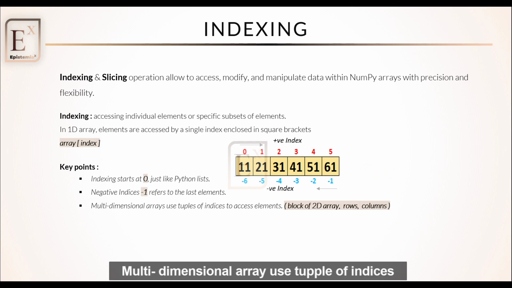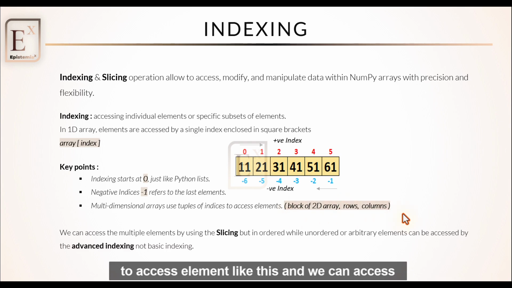Multi-dimensional arrays use a tuple of indices to access elements, like this. And we can access multiple elements by using slicing, but in an ordered way, while unordered elements can be accessed by advanced indexing, not basic indexing. Now let's understand with some examples.